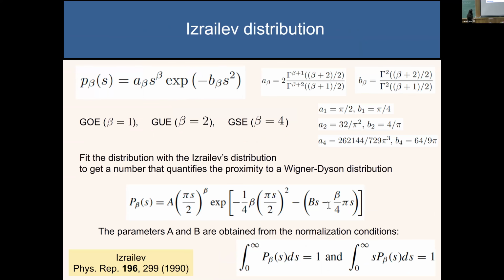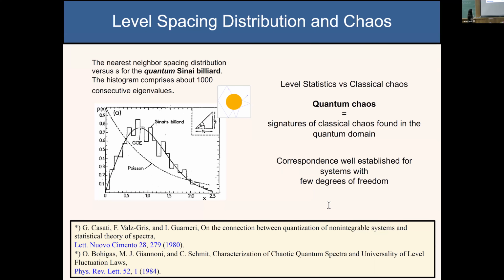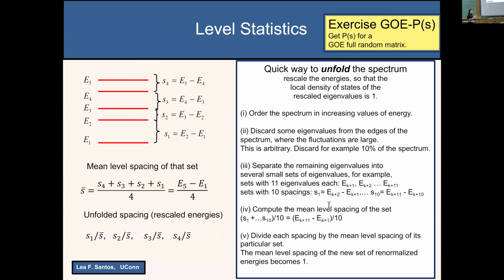Okay, so let's come back to that. This is the simple unfolding procedure. Tell me, what percentage we discard, is it dependent on the system type? I usually do 10%. That is arbitrary. Just get rid of the guys at the edge.